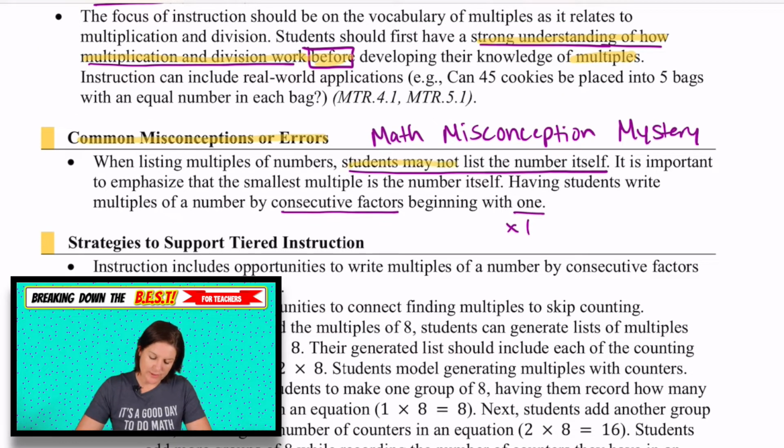It says students may not list the number itself. If you're asking students if a number is a multiple of 5 and students are listing multiples of 5, they might not start with the number 5. So it's important to show them that we start with whatever it is times 1, and that would be the first multiple. So for the multiples of 6, we would start with 6, and then 12, and then 18. But sometimes they tend to confuse that and not include the first number.